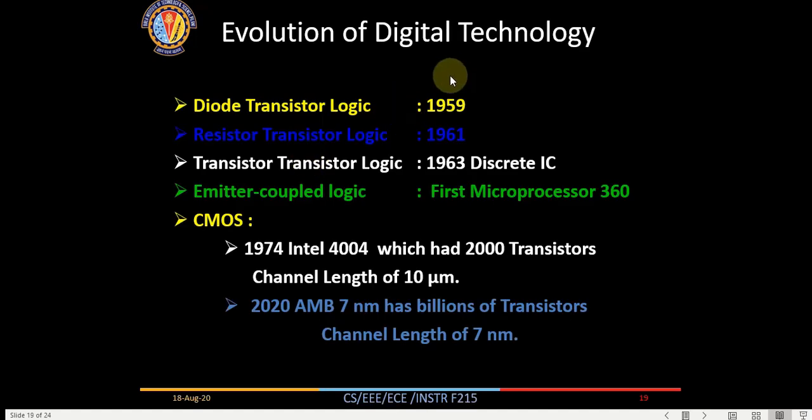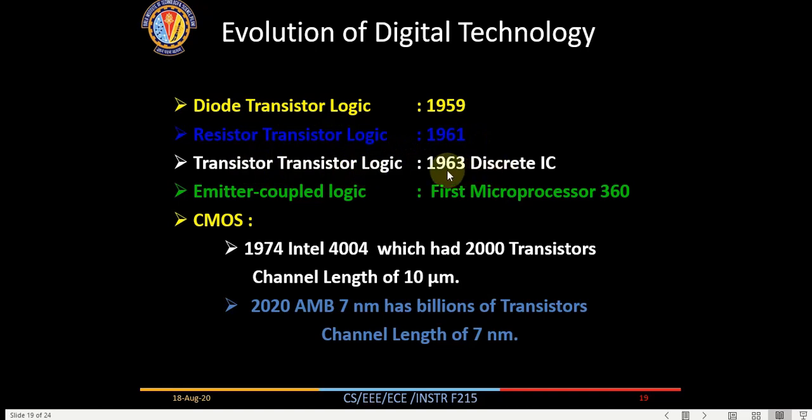Now I'm putting this slide to give you a brief idea about how we came to this state-of-the-art 7 nanometer device. The first logic circuits implemented were diode transistor logic. It used a diode and a transistor, and it was a PCB-based design in discrete components. Then in 1961, we came to resistor transistor logic, right? It used a resistor and a few transistors, and again it was PCB based.